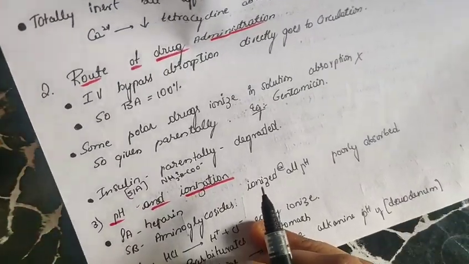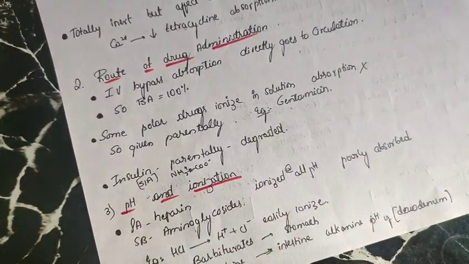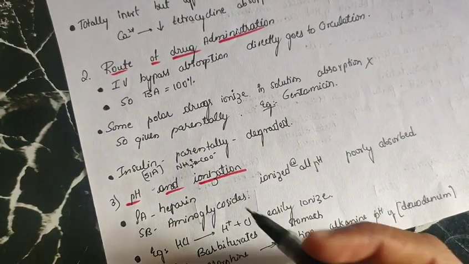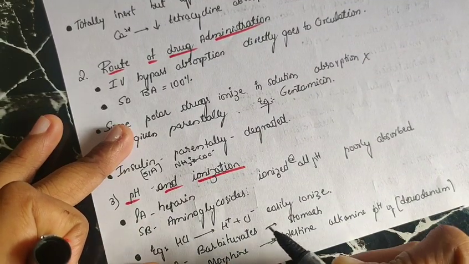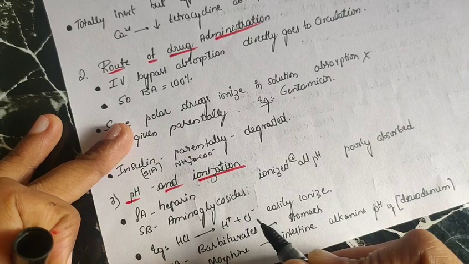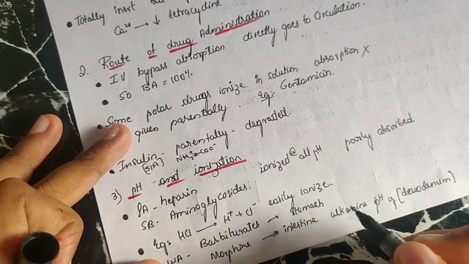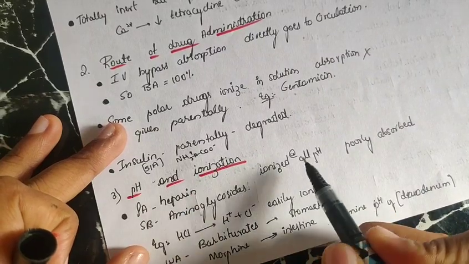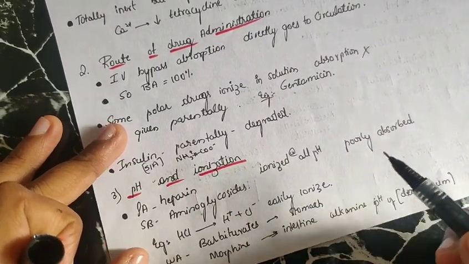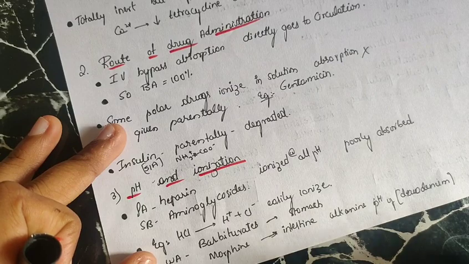And pH and ionization also affect absorption. For example, if you take a strong acid like HCl, it can dissociate into H plus and Cl minus ions easily. As you know, the ionizable form cannot be easily absorbed. So strong acids and strong bases can be ionized, and they are poorly absorbed in the GI tract.